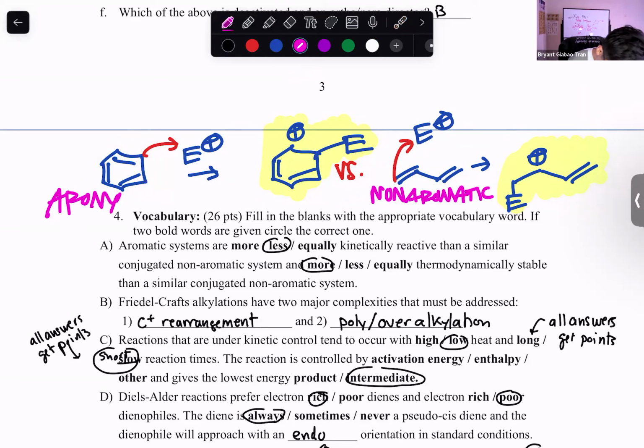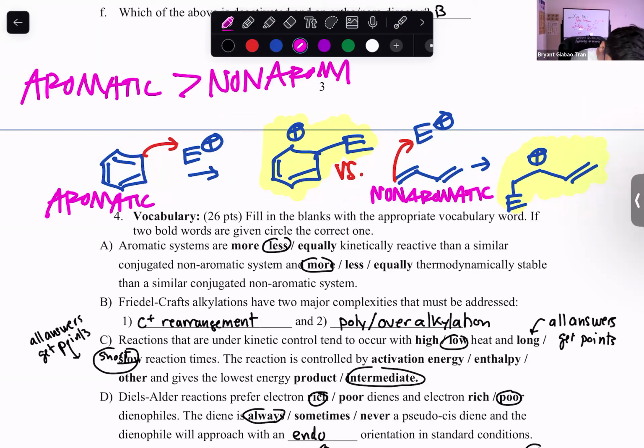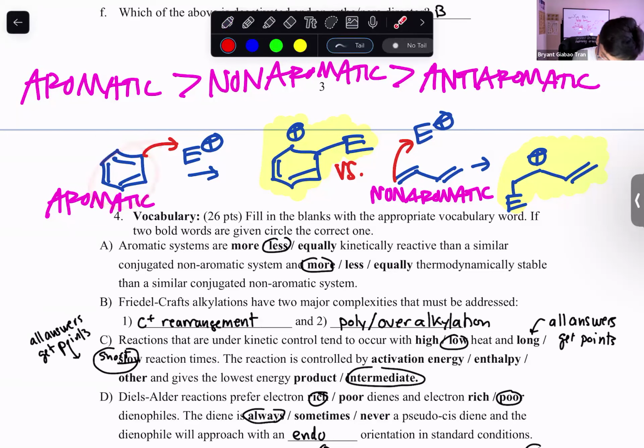aromatic structure, right? Where the aromatic structure is more stable than a non-aromatic structure, which is more stable than an anti-aromatic structure. So this aromatic benzene ring here wants to keep its aromaticity. It's less willing to get into this form here. Whereas this conjugated diene here is more willing to get into this form because it was less stable to begin with. Right, so the aromatic system is less kinetically reactive because it doesn't want to get into this intermediate here as much.